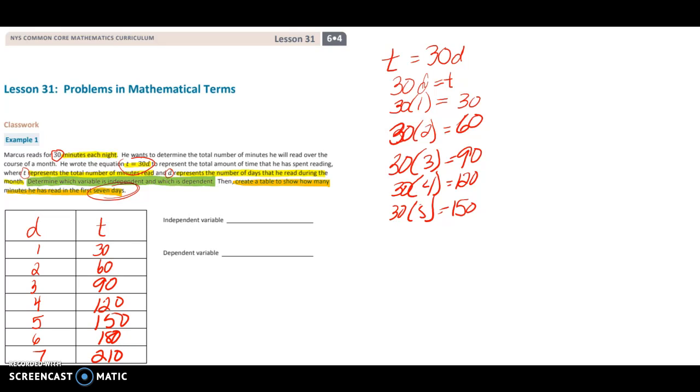Now, we've created our table, but what we need to do is identify our independent and dependent variables. The D values are our X values. The T values are our Y values. Because we've manipulated something with X, we actually multiplied it by 30. So our independent variable is D, and D represents the number of days. And the dependent variable was the time, where T, right there it is, represents the total minutes read.